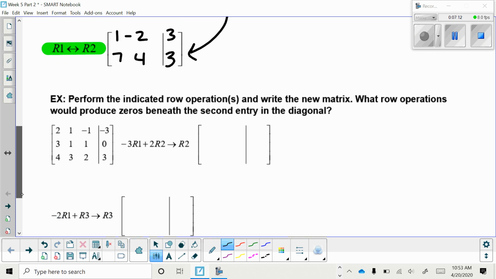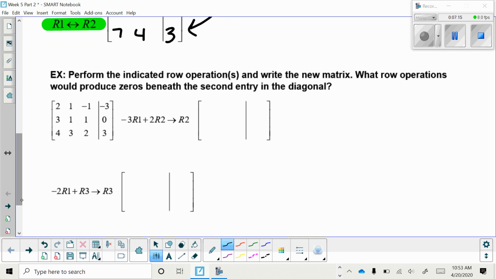So read the directions for this next example. It says perform the indicated row operations and write the new matrix. That's part 1. Part 2, what row operations would produce zeros beneath the second entry in the diagonal? That was a lot of words. Don't even think about 2 right now. We'll do that in a second. Just let's talk about the first one.